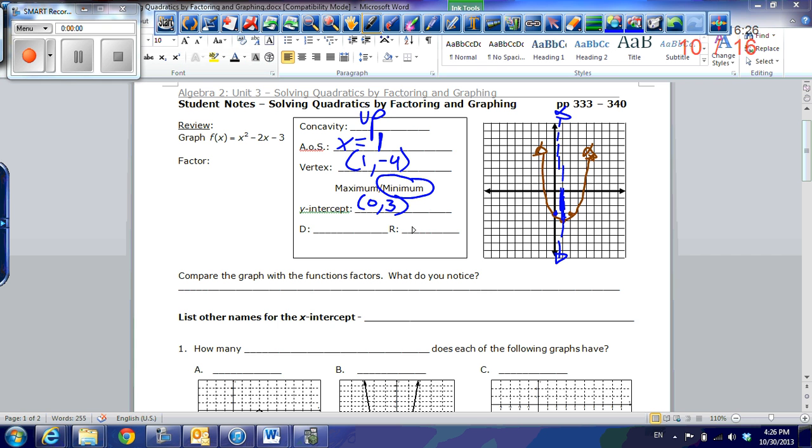Last thing on this review is that the domain is all real numbers because the arrows go forever to the left, forever to the right. Last thing, my range: we start at the bottom, so everything bigger than negative 4.